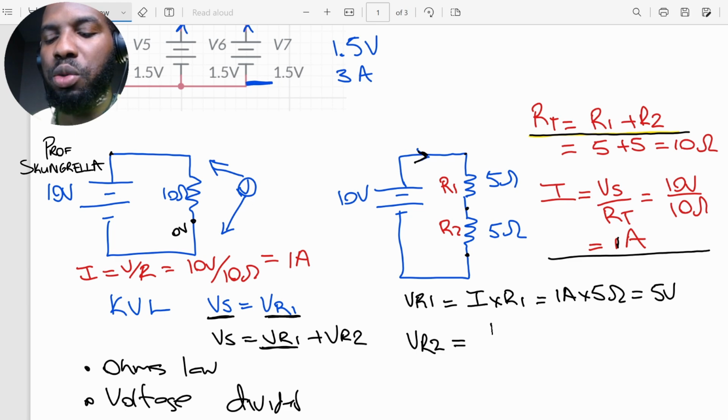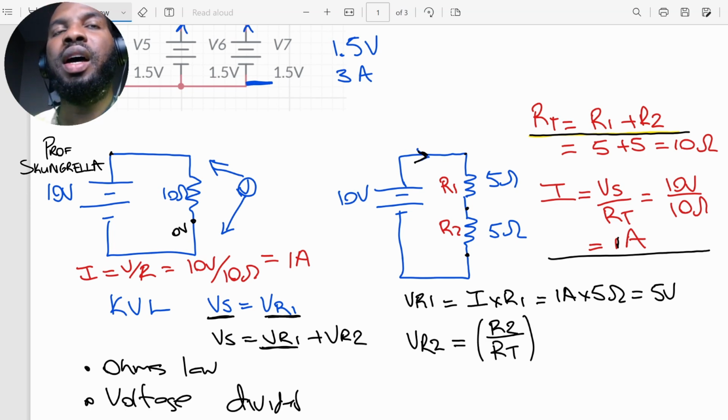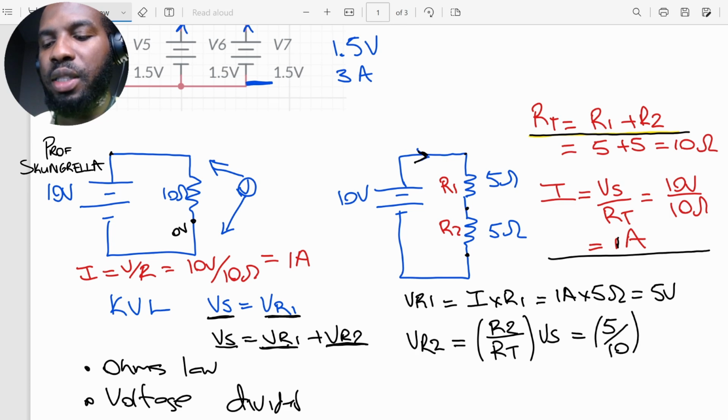We're going to have R2 over the total resistance, RT. So we are taking the fraction of R2 over RT, and we are multiplying that fraction by our source voltage. And that is correct because we know that our source voltage is going to equal the sum of the voltage drops. So this is a fraction of Vs. This one is also a fraction of Vs. And so here we get 5 over 10, which is a half, times 10. And that gives us 5 volts as well.